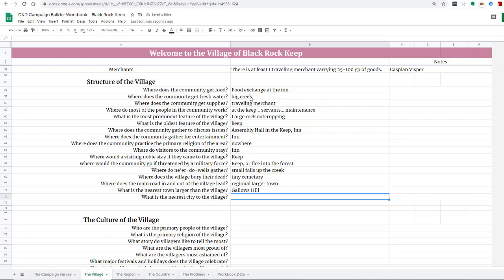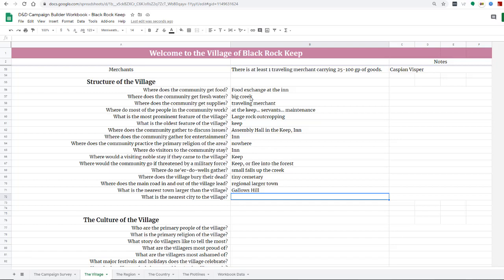And then what is the nearest city to the village? So this is the region's largest city. So Gallows Hill's probably another village that's close by to Blackrock Keep. It could be a town that has a store, that has a cleric, that has more resources.